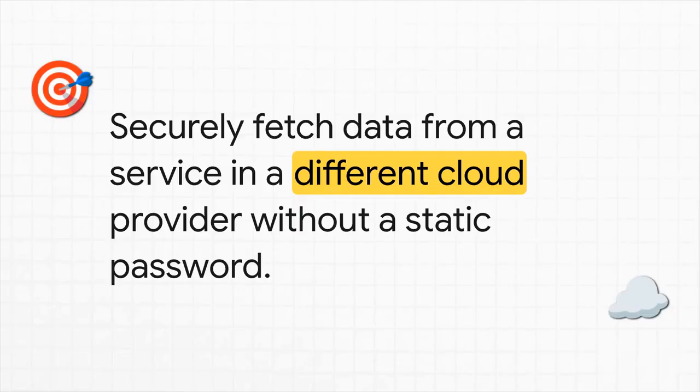So here's the mission for our little workload, our hero in this story. It's simple, but it's absolutely critical. It needs to securely fetch some data from that database over in Cloud B. But remember, static passwords are a no-go. It has to prove its identity in a smart, secure, and totally dynamic way.